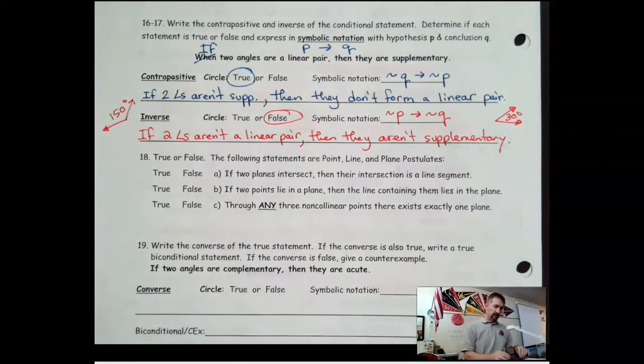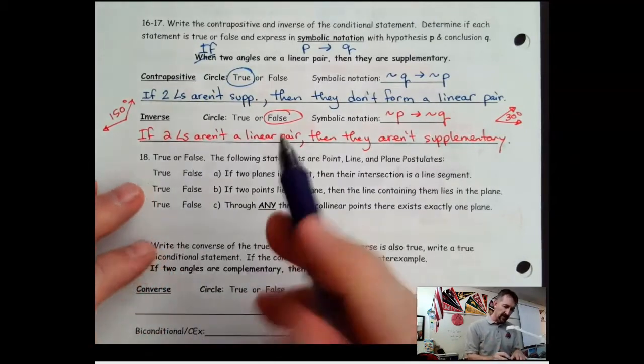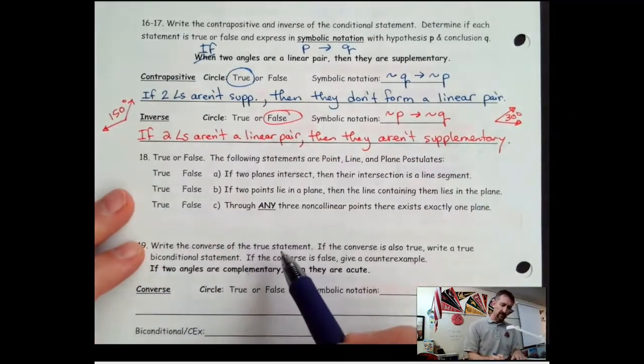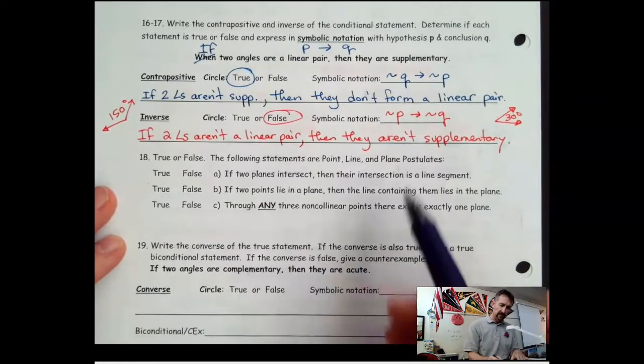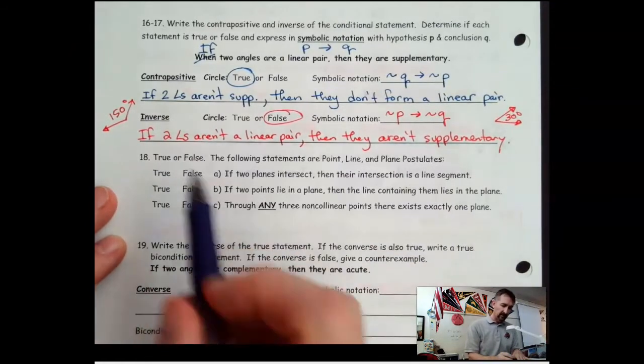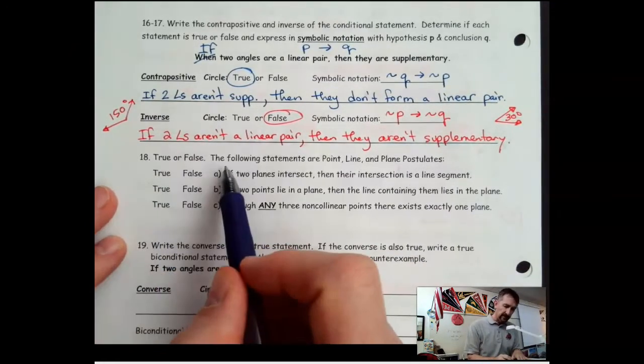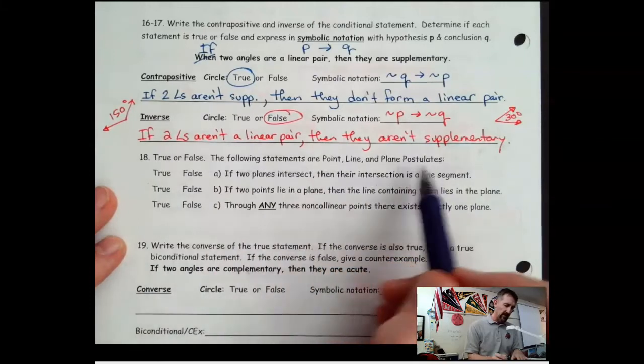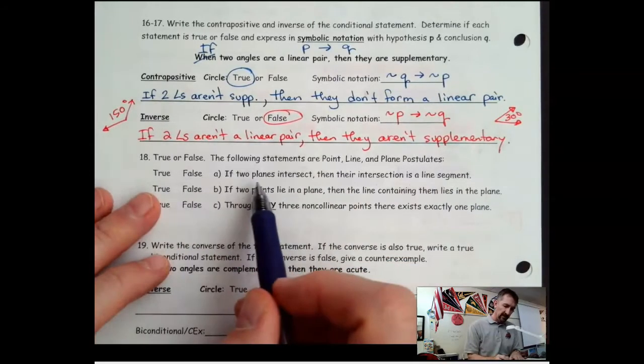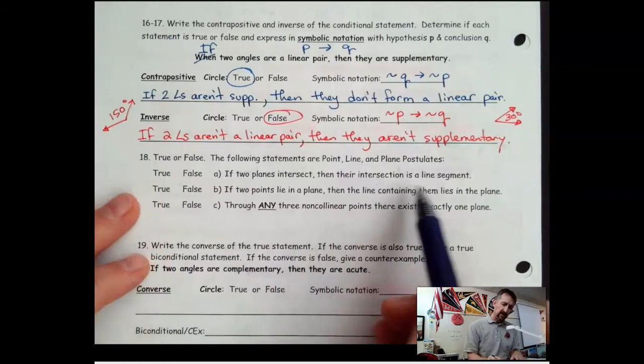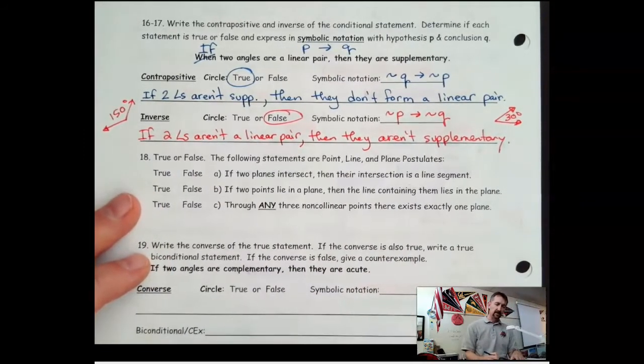All right. True or false? The following statements. So these are test questions. We just had something like this on a test. True or false, the following statements are point-line-plane postulates. If two planes intersect, then their intersection is a line segment. Well, it looks like that.